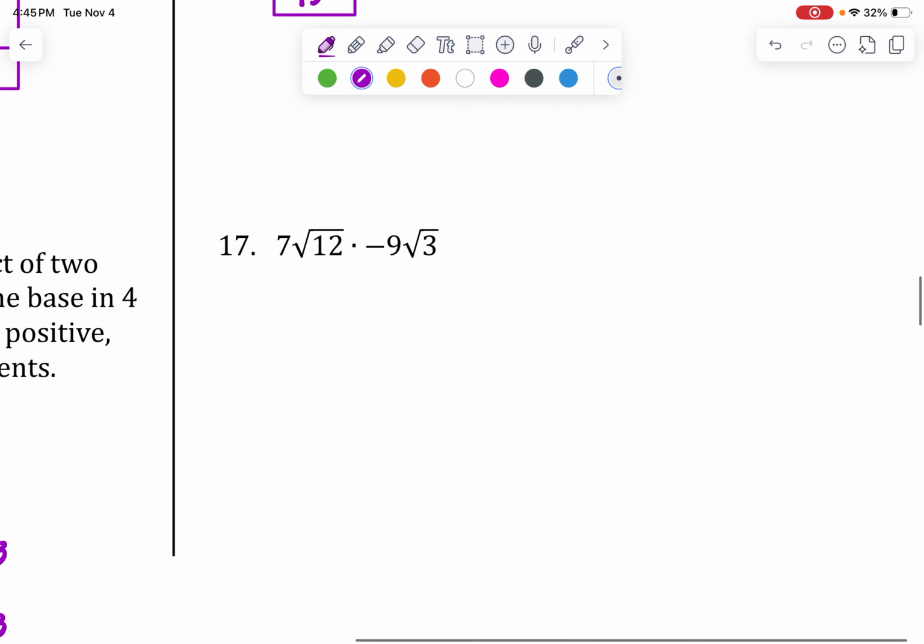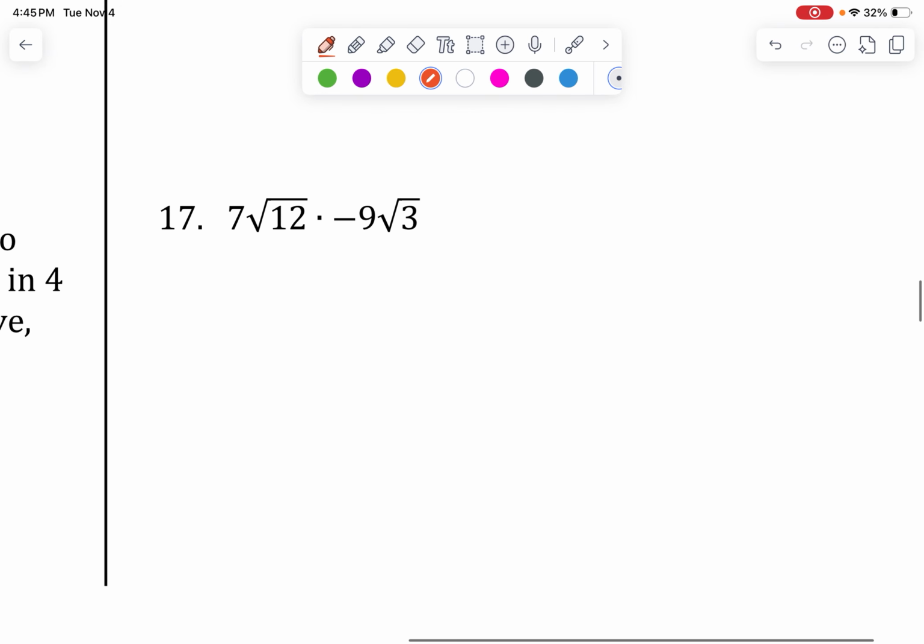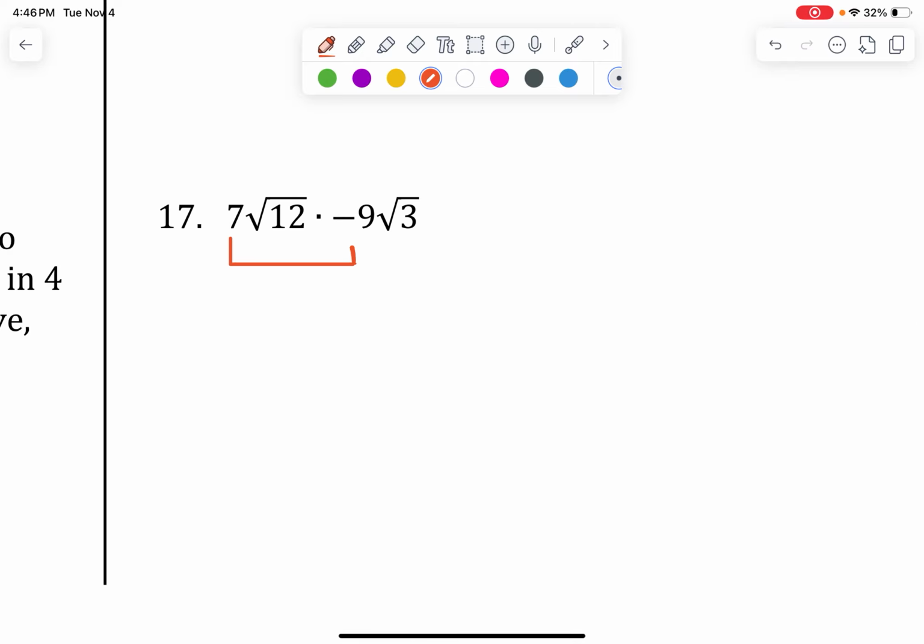All right, let's go do this one. So this is a multiplication of 2 radicals. So remember, you can only multiply outside numbers times outside numbers. So I'm going to do that first, right? So 7 times negative 9 gives me negative 63. And then I'm going to multiply inside numbers times inside numbers. So 12 times 3 gives me the square root of 36.